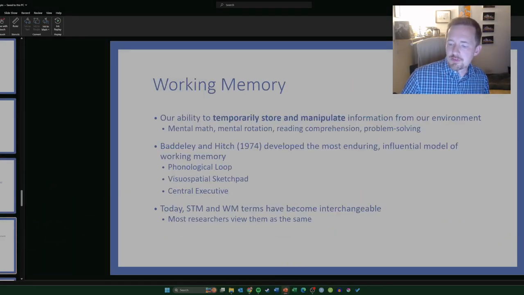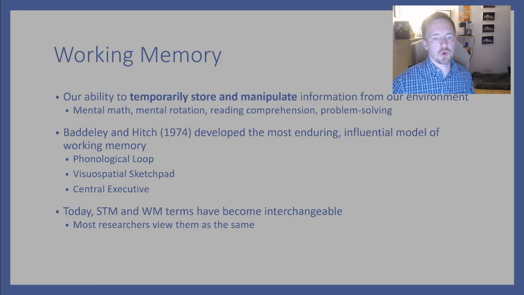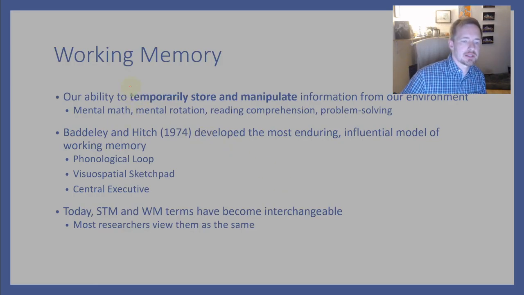So I've used the phrase working memory a couple of times. What is working memory? Working memory is, and this is a very famous definition that doesn't really change all that much, the ability to temporarily store and manipulate information from our environment. And examples of working memory include mental math, so your ability to multiply off the top of your head 13 times 12. You could probably do that. And if you close your eyes and try to imagine those numbers, that's mental math.